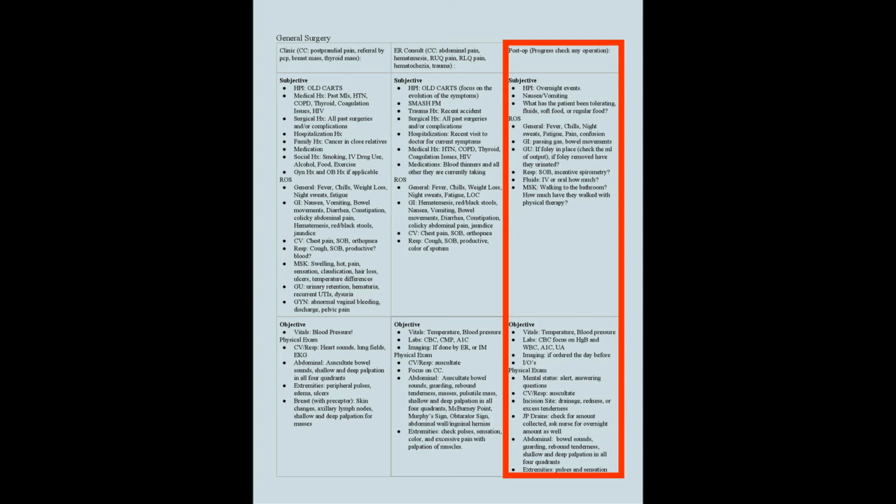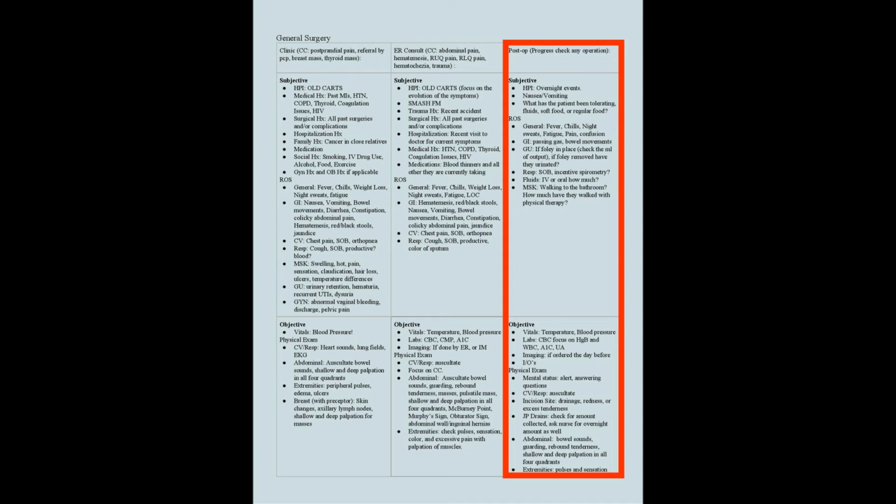How much have they walked? Did physical therapy come help them? Because not only does that help move your gut, it also avoids DVTs, and it kind of gives you a better gauge of how well the patient is doing. Then for objectives here, again, focus on temperature and blood pressure. Make sure they don't have any infections.